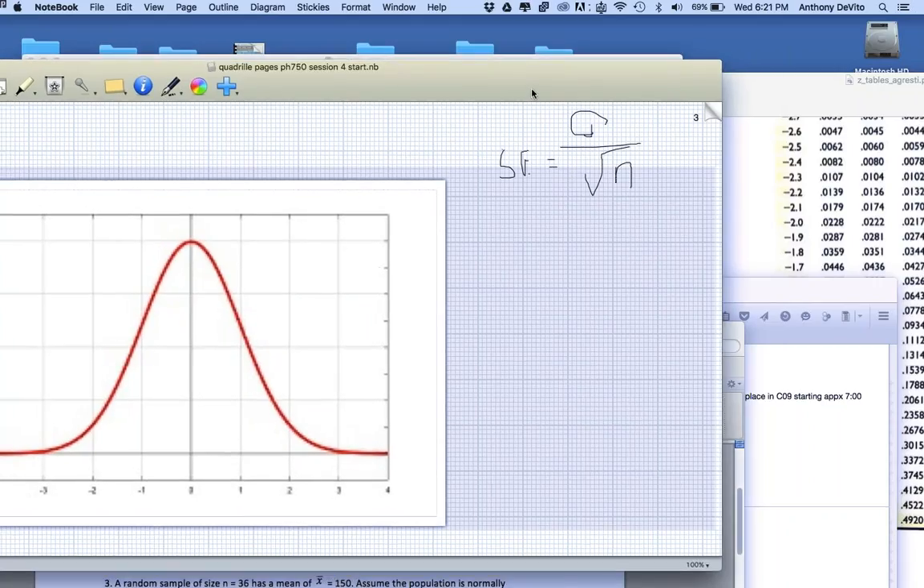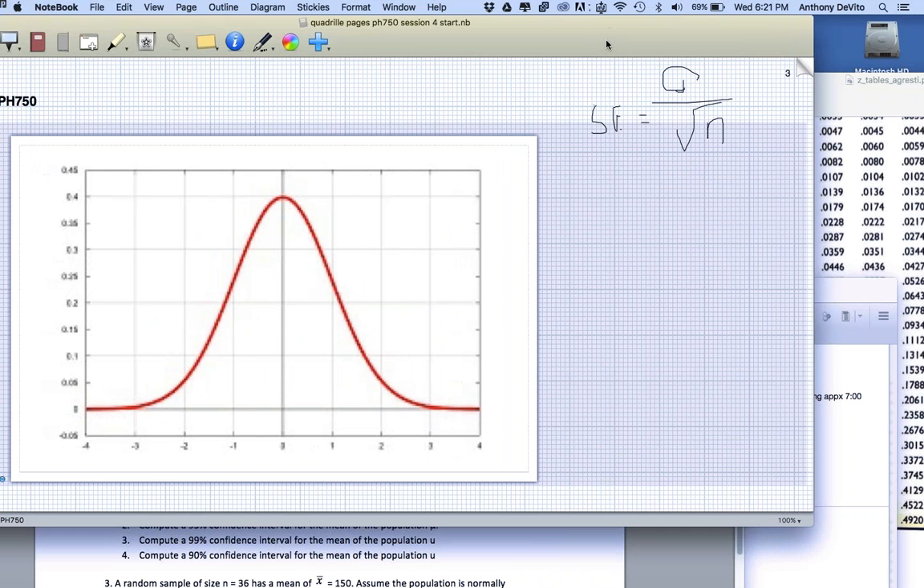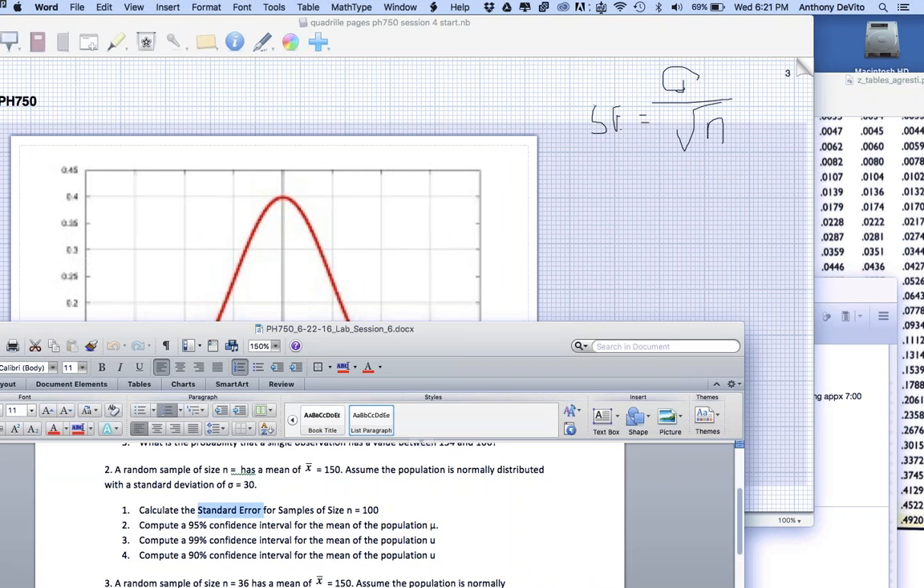Okay, so smaller is, yep. Let me stop talking so I don't mix it up.